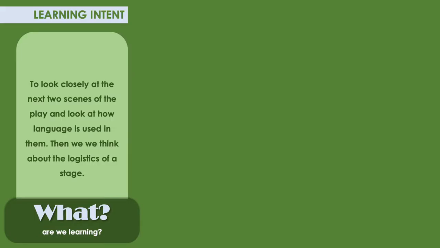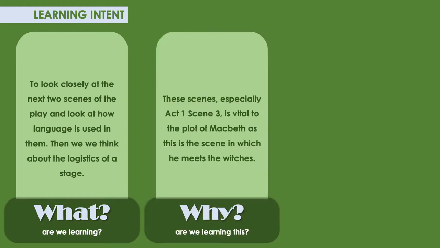So today we're going to look closely at the next two scenes of Macbeth and think about how language is used in them. Then we'll think about the design and logistics of a stage. So why are we learning this? Well, these scenes, especially Act 1, Scene 3, are vital to the plot of Macbeth, because this is the scene where Macbeth encounters the witches, and as you know, they fuel the tragedy element of the play.